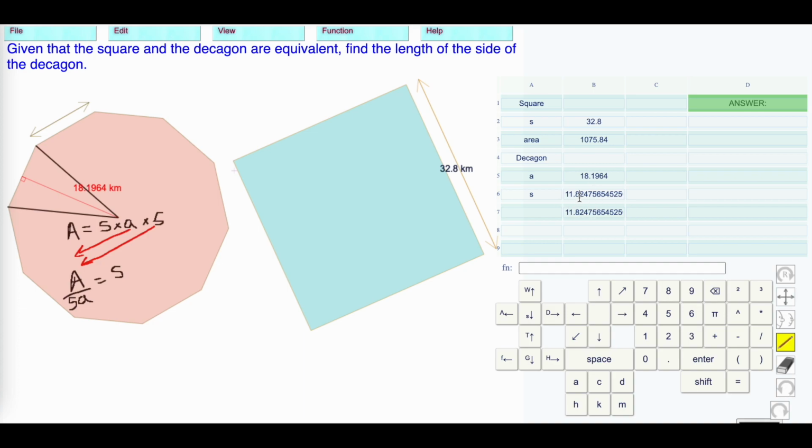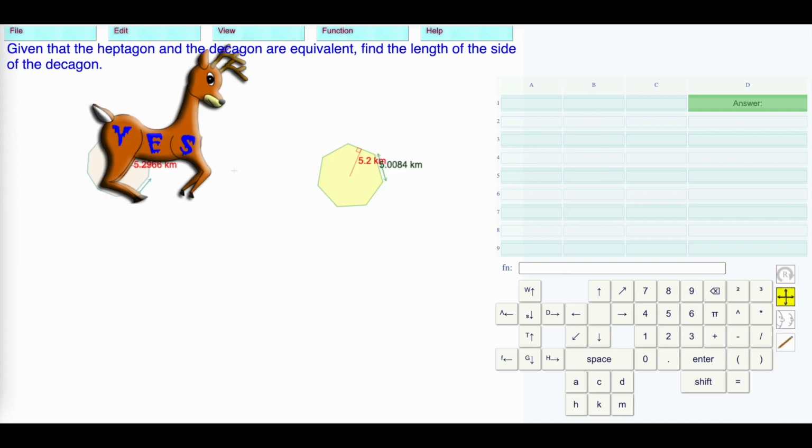Gives us the same answer. That's the side length. That's what we're after. I'm just going to paste that over here. I'm going to have this 6 tell this 5 to round up to a 6. The units are kilometers, and then we press enter to see if we're right.